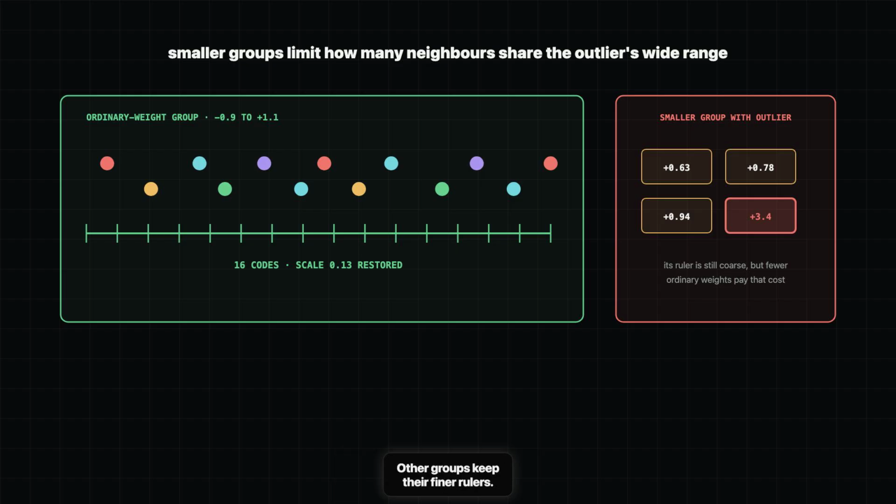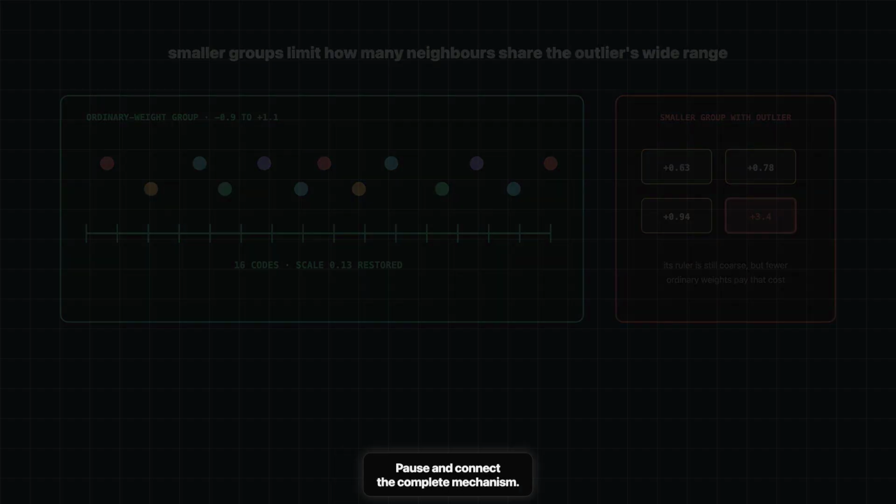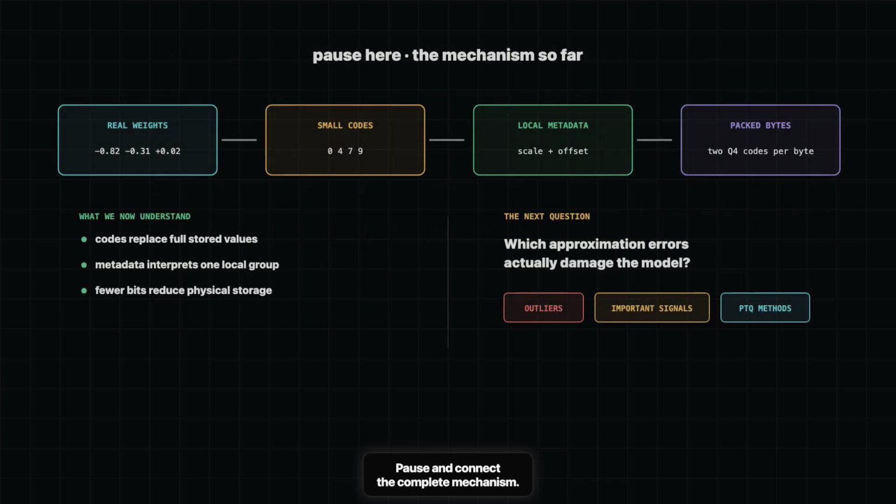Other groups keep their final rulers. Pause, and connect the complete mechanism. Real weights become small codes. Scale and offset interpret those codes locally. Fewer bits reduce storage, while group range determines how far apart the landing points are. Outliers can widen that range, and smaller groups can limit the damage. We now know where approximation error comes from. Next, we ask which errors actually matter to the trained model's behavior.